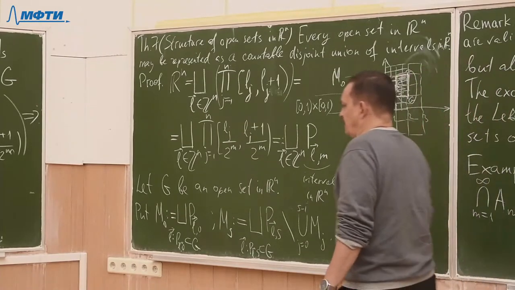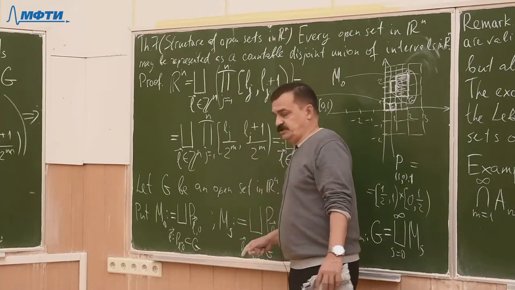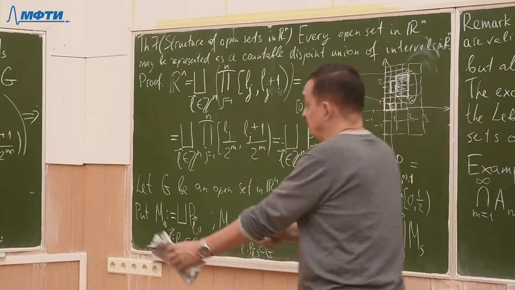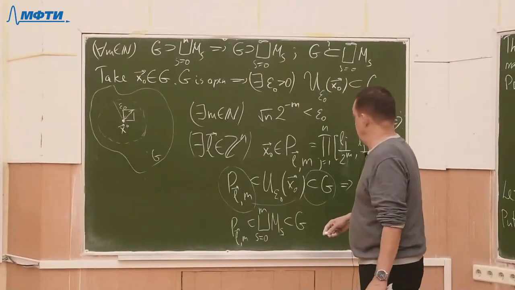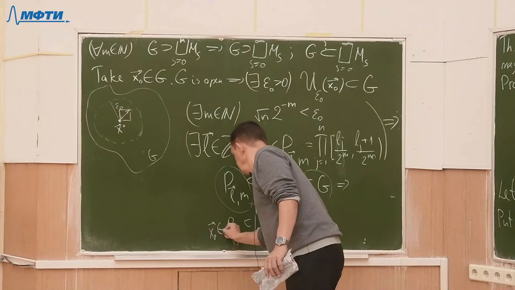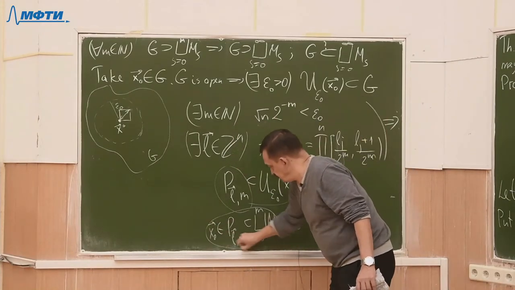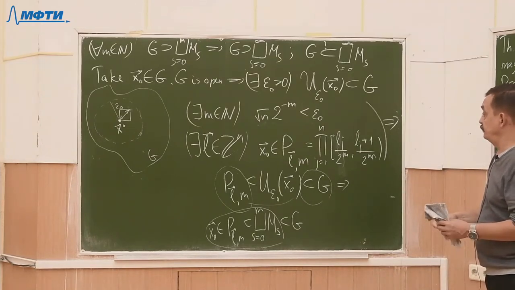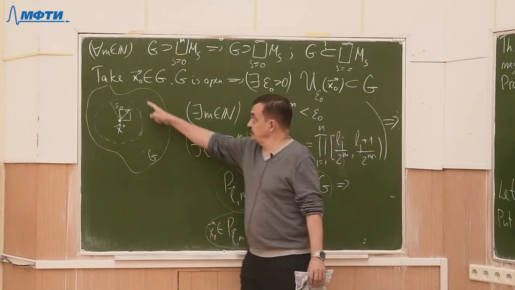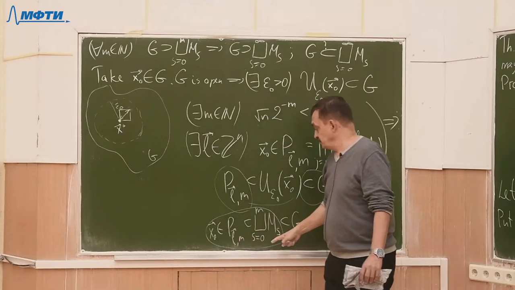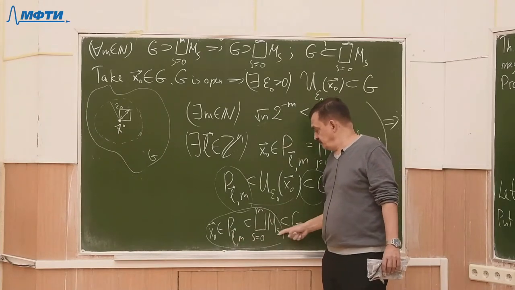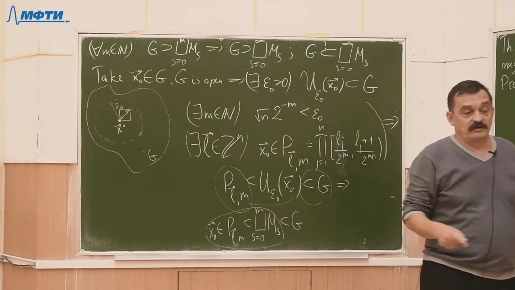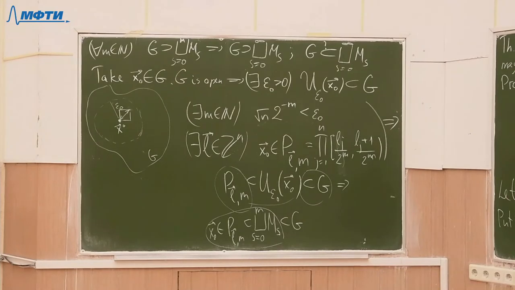All intervals are in our set MS if they are in G. And what does it mean? It means that X naught is here. So X naught belongs to this one, right? So you see, we took an arbitrary point X naught in G, and it turns out that it is included in the union of the first M sets MS. Hence, G is a subset of the full union of MS. And the theorem is proved.